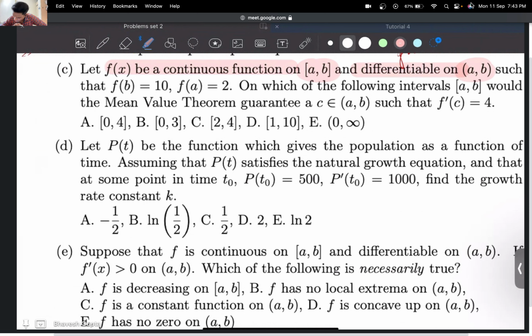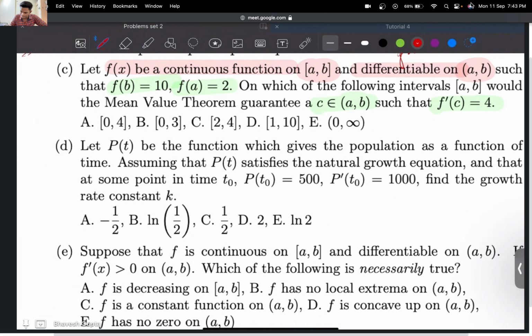So, yeah. And such that the values of the function at a and b are given to me. The question they have asked: using the mean value theorem, we are guaranteed that there exists a point between a and b such that the instantaneous derivative at that point is equal to 4.